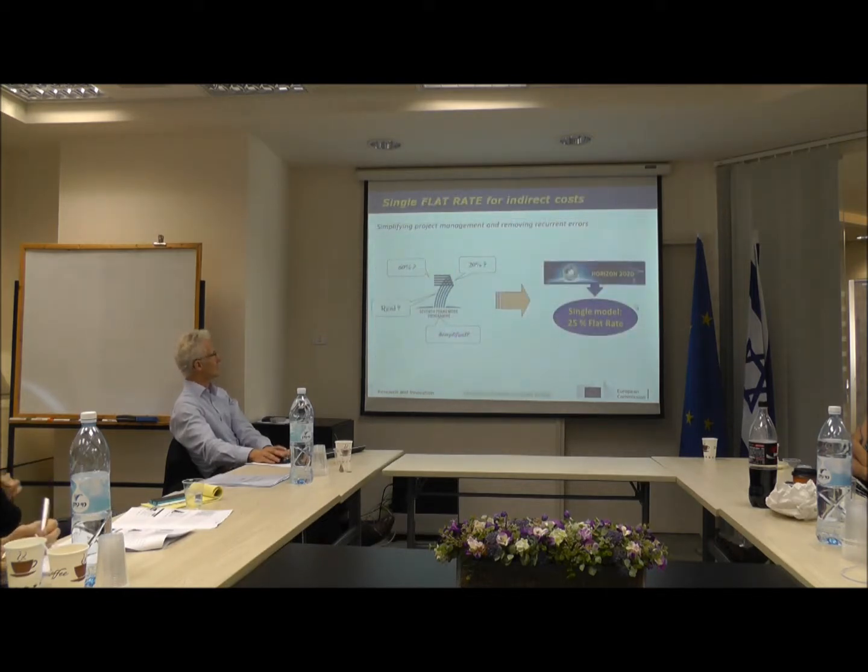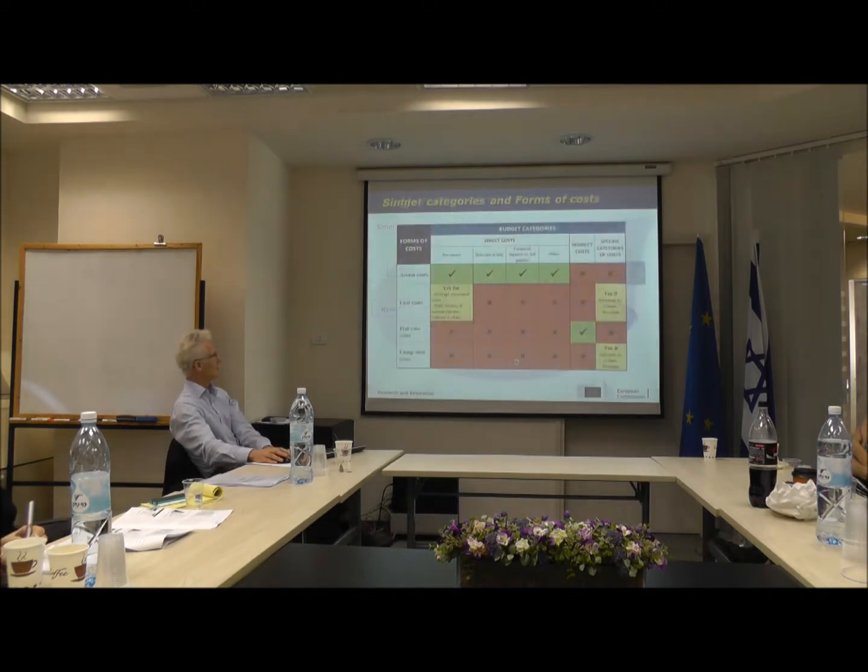So for the indirect costs, we have this complicated system in FP7 now, we have this single flat rate. In this table, you also see that the actual costs are still the main mode of implementation. So you here have these forms, and here you have budget categories, and you also see that many of the options are actually not available. So actual costs are available everywhere. So for personnel, for subcontracting, for other costs, and so on. Actual costs are not available anymore for indirect costs, and then there are some specifics.